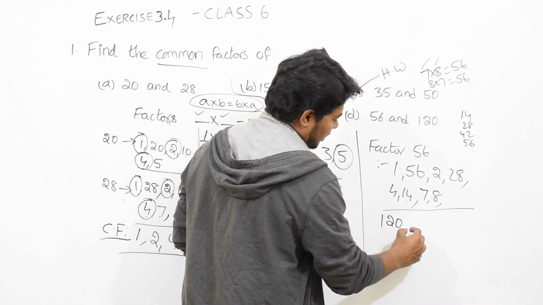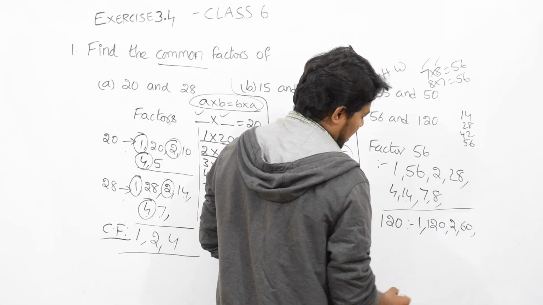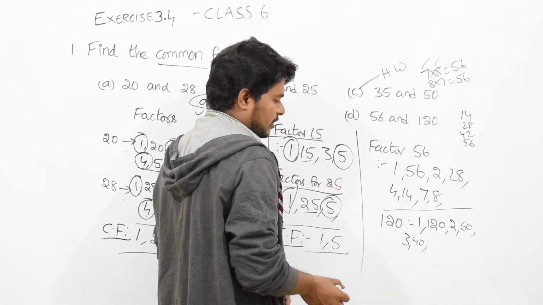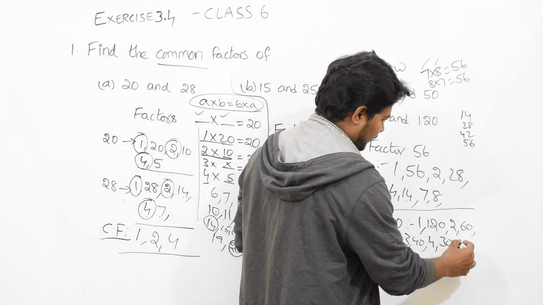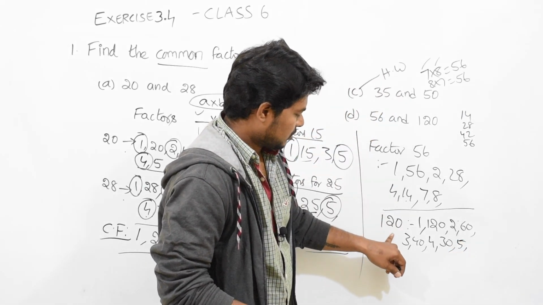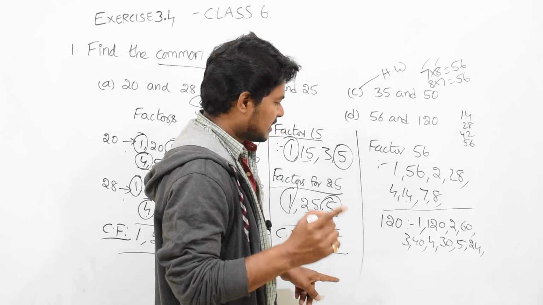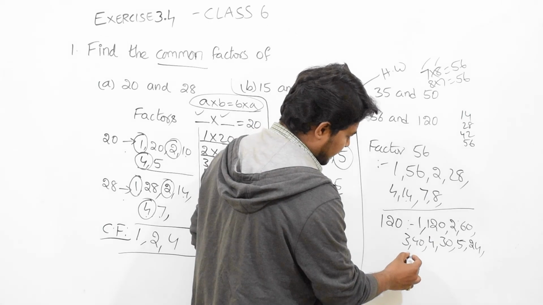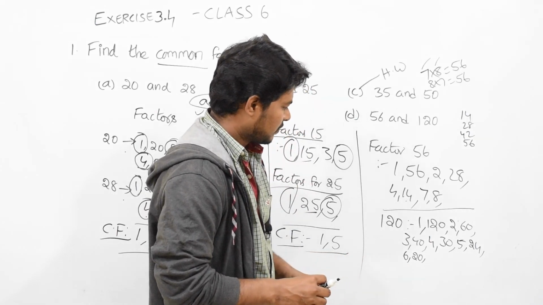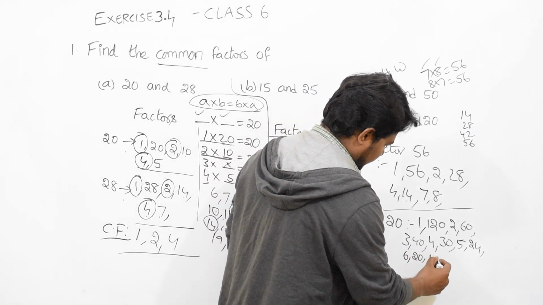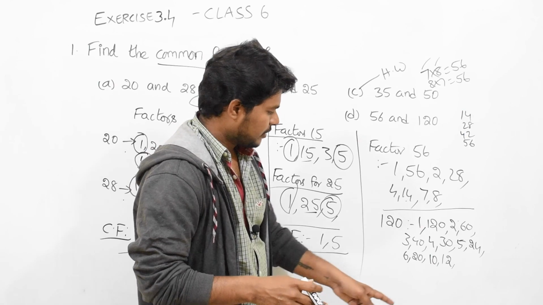Now factors for 120. For 120 there will be many factors, like 1 into 120, 120 into 1, and 2 into 60, 60 into 2, and 3 into 40, 40 into 3, then 4 into 30, 30 into 4, 5 into 24, 24 into 5, then 6 into 20, 20 into 6, then 7 will not come, 8 will not come, 9 will not come, 10 will come, 10 into 12, 12 into 10.